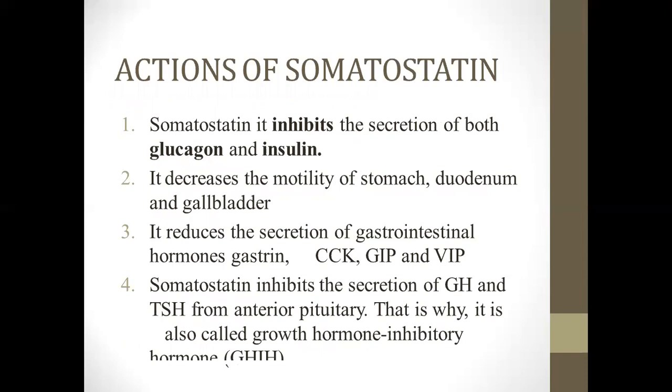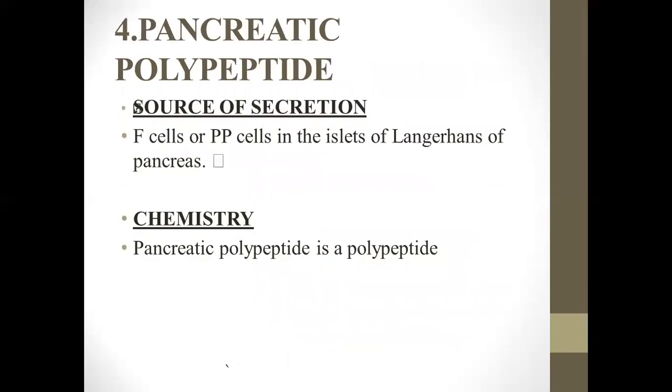So the action of the somatostatin basically inhibits the secretion of both glucagon and insulin. It also reduces the secretion of the gastrointestinal hormones. Somatostatin inhibits the secretion of the growth hormone and TSH from the anterior pituitary. This is why it is known as the growth hormone inhibiting hormone.